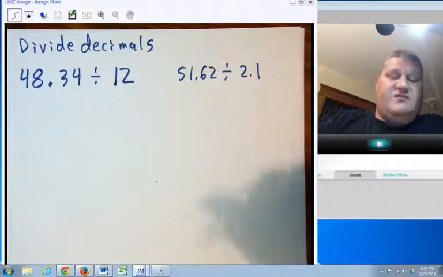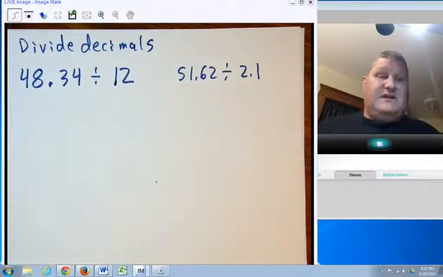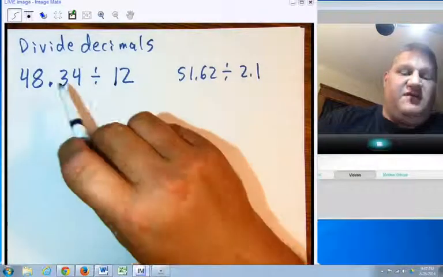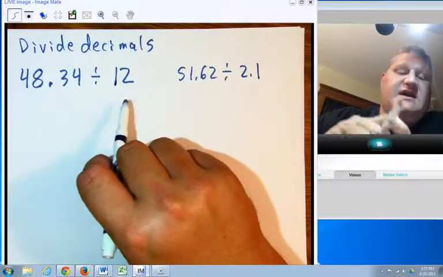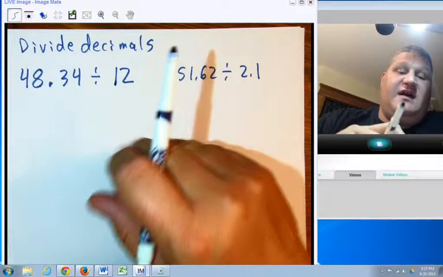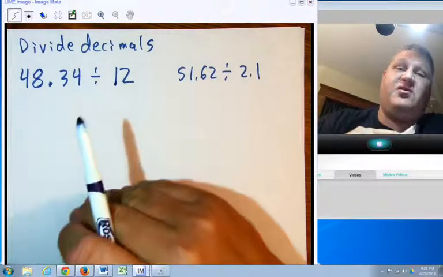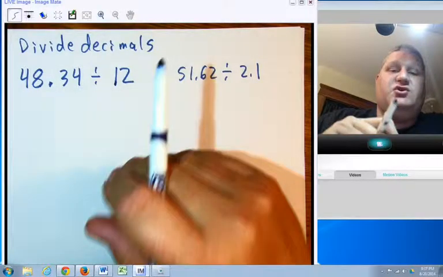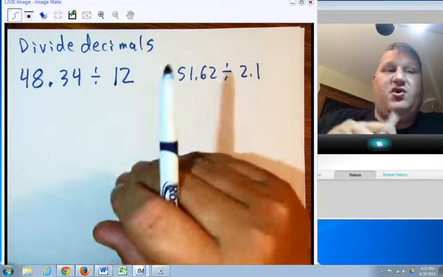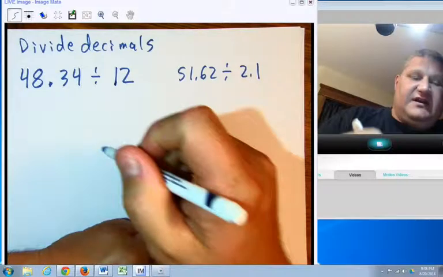Okay, ladies and gentlemen, we're going to divide us some decimals here. Again, our reasoning for doing long division is because when we get to algebra, when we have to do polynomial division, where we have x's rather than numbers, you're going to have to know the process to be able to do the long division with polynomials.